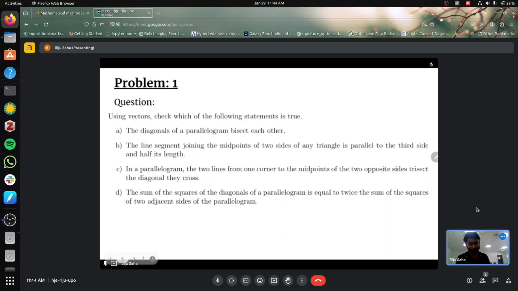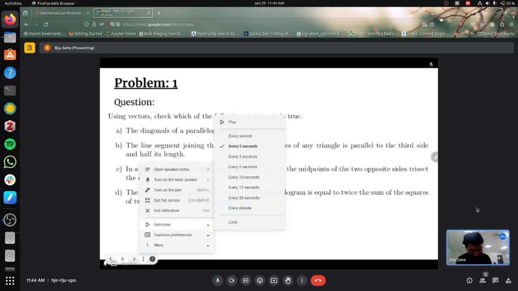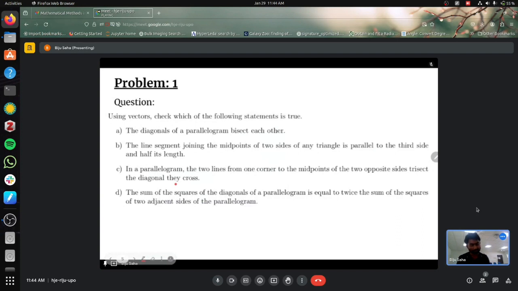So the first problem is as follows. Let me first read the question and then I will try to explain what it says. Using vectors, we have to check which of the following statements is true. The statements are as follows. First, the diagonals of a parallelogram bisect each other.